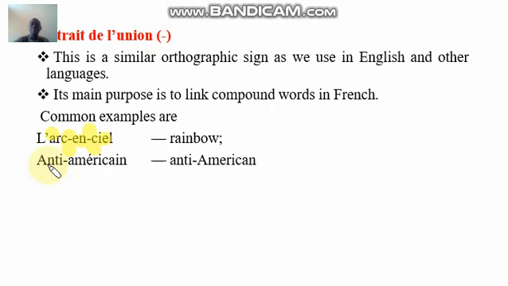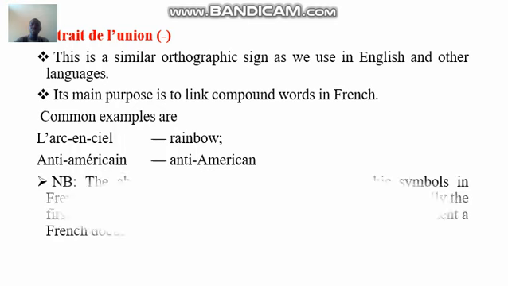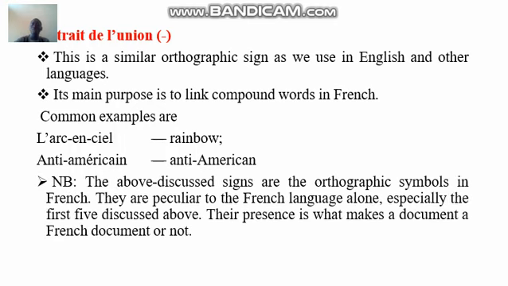Take the next example. You have anti-American. You have anti, a word of its own. You have American, another word. You have anti-American. That is how you use that particular orthographic sign. So that's basically the seven things that we have. Once again, we use them because in French it changes the pronunciation, and it also changes the meaning.